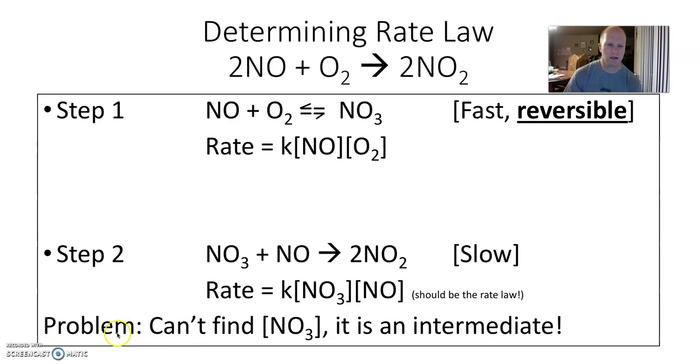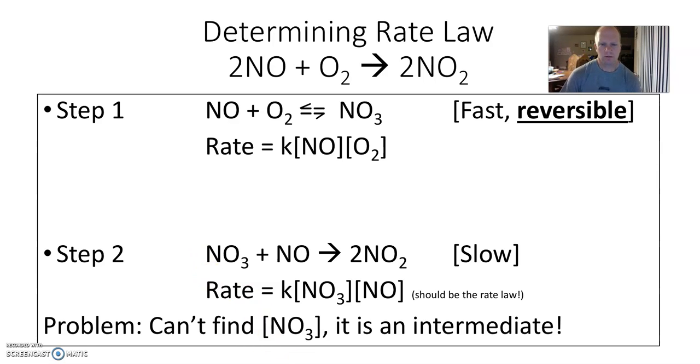However, we've got this issue. We can't know what NO3 is, the concentration of it, because it's an intermediate, isn't it? It gets produced in the first step and consumed in the second. So we can't find the concentration because it never really exists, right? As soon as it's produced, it begins to be consumed.